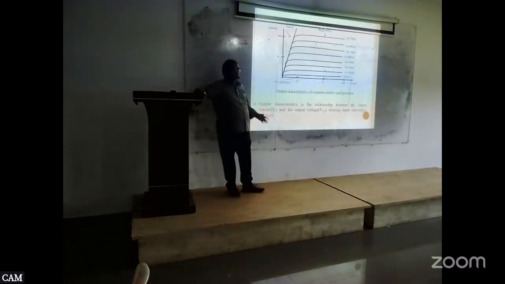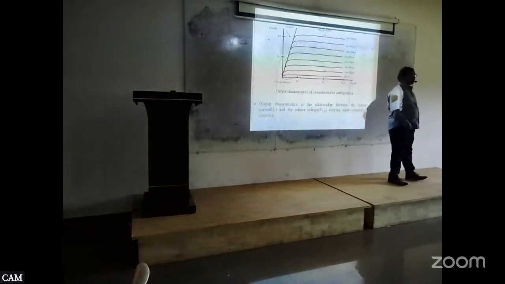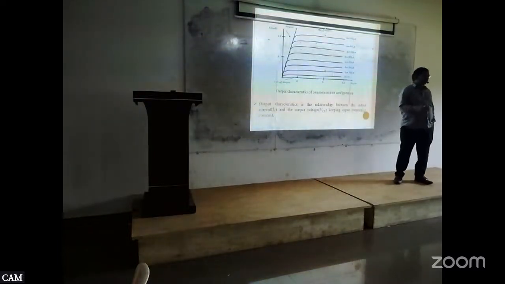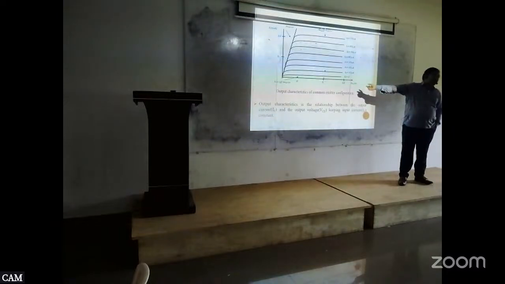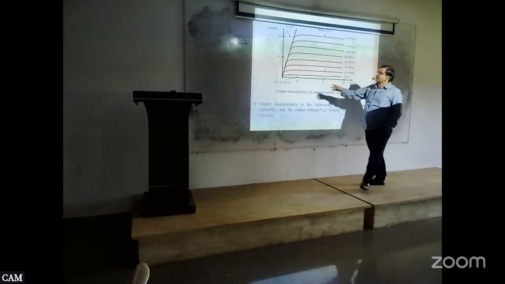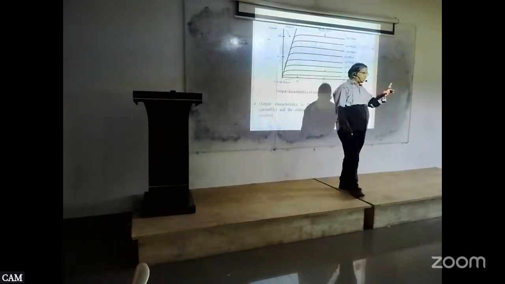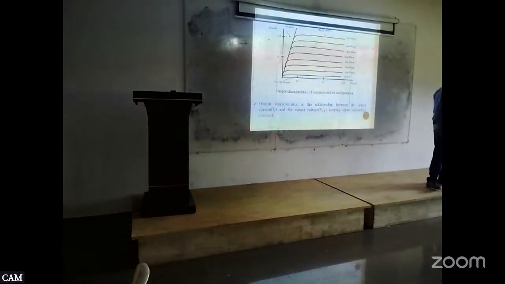What is the difference between common emitter and common base? No difference, but the voltage level is different. Here we have the collector emitter voltage. This is where we get the output. There is a collector emitter voltage and a collector current. Collector current is the output. The curve drawn between output voltage and output current is known as the output characteristics curve.